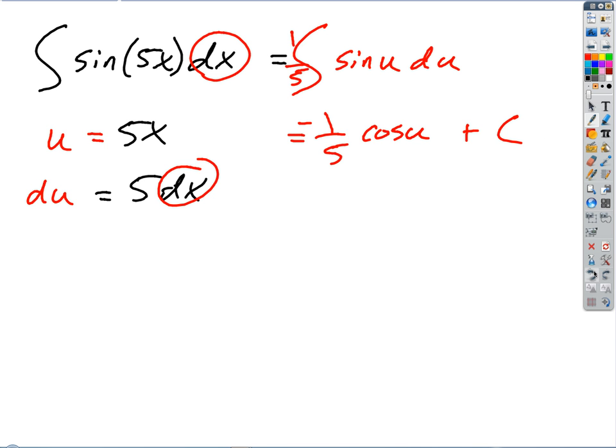Okay? And then if we reverse the substitution here, what do we get? Cosine 5x plus c, right? This cake. That was no big deal with that u substitution. Right? Okay, now let's try, how about this one?